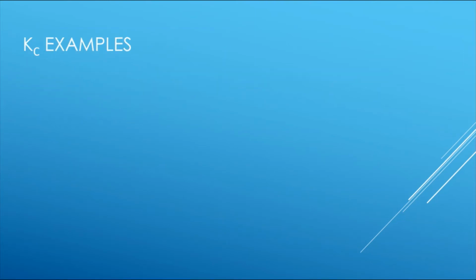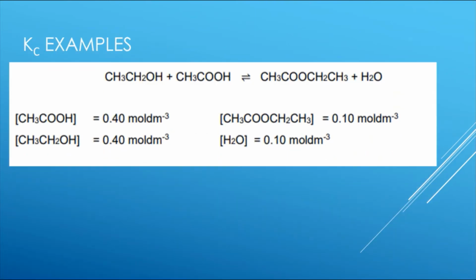All right, so now looking at the Kc examples. In this question, we've been given the equation, and we've been given the concentrations for each of the reactants and the products, and we've been basically asked to calculate Kc. So how do we start this? What we would do is we would write the Kc equation first.